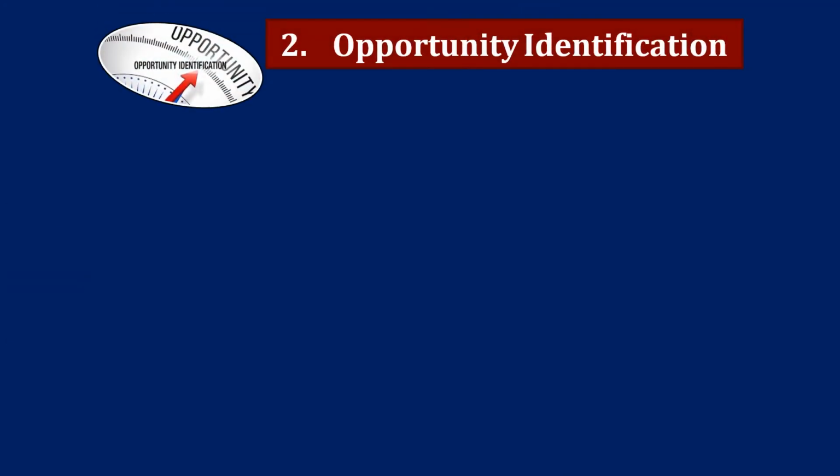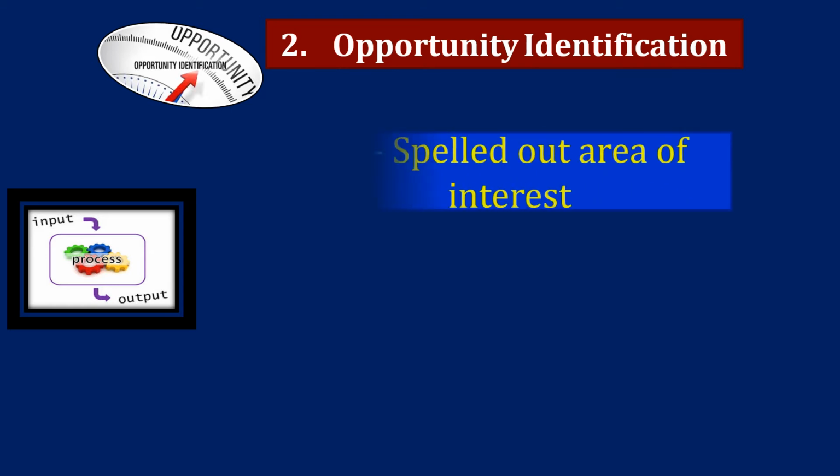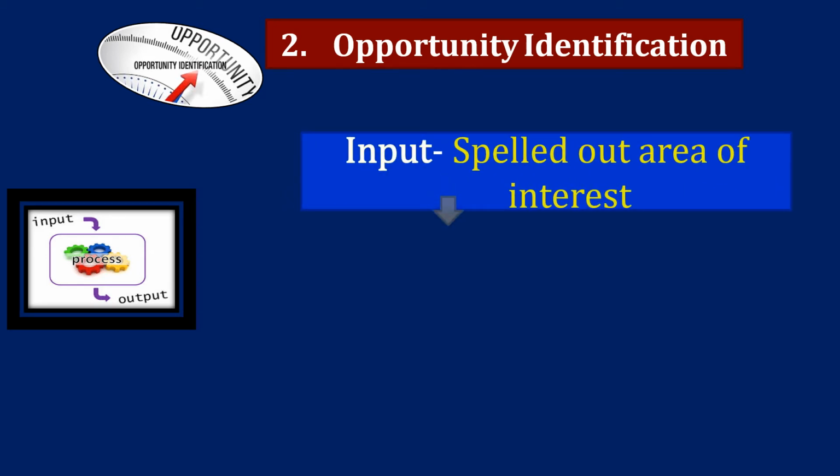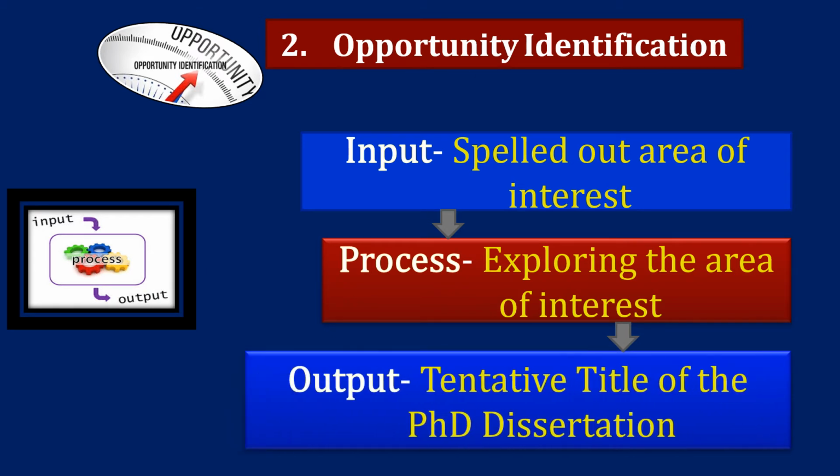The second phase is opportunity identification. We follow an optimistic approach to research-oriented discovery, with a positive note of identifying the opportunity for research rather than looking at it as a problem. Thus, input to this phase is a clearly spelled out area of interest. Process action is exploring the area of interest. And the output is a tentative title of the PhD dissertation that will unearth some knowledge.